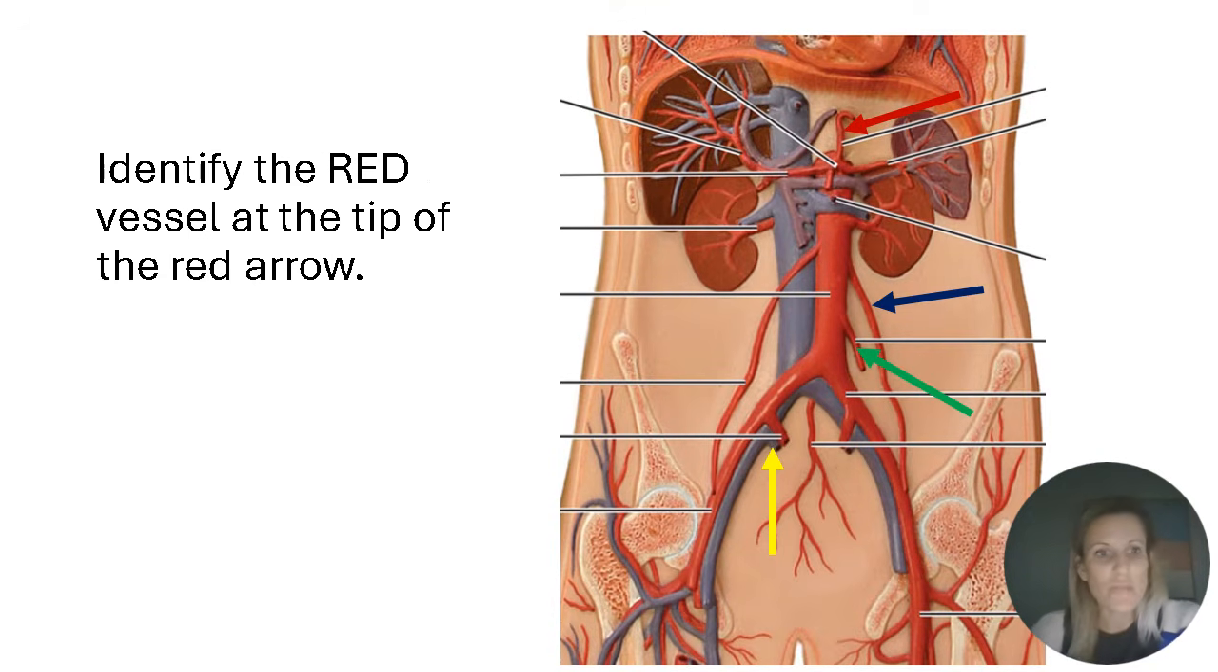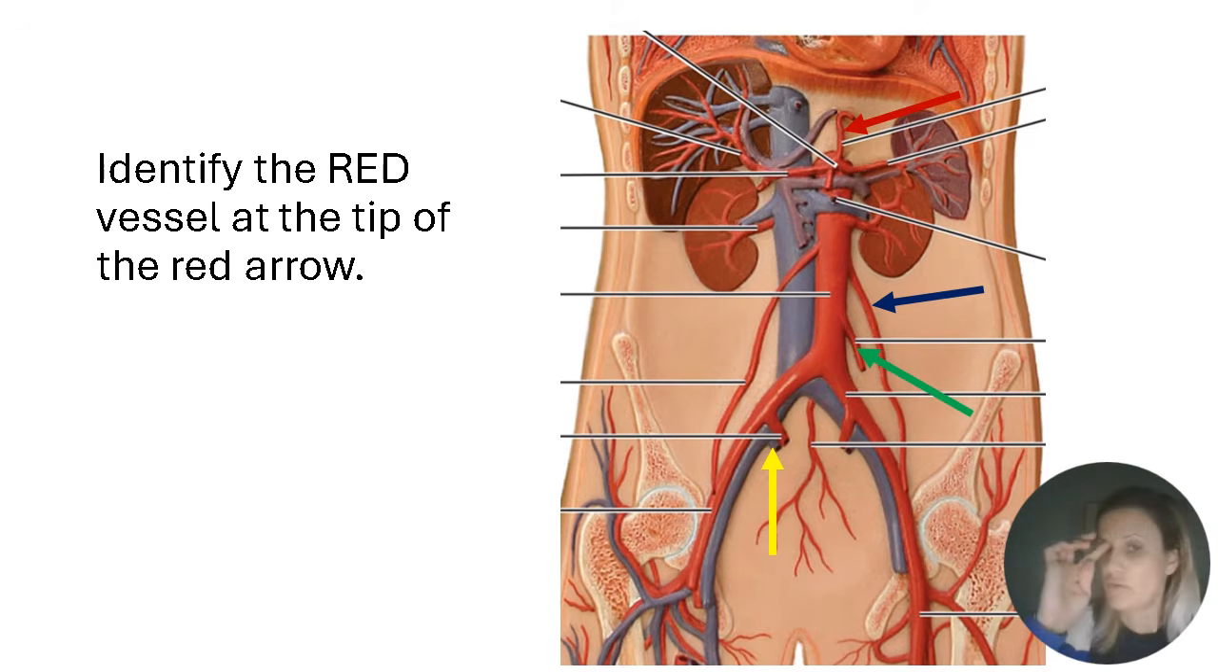Identify the red vessel at the tip of the red arrow. That red arrow is very difficult to see, but it's right here, up top there. What we're pointing to is this little branch that's coming up and curving like that. And that's one of the branches off of the celiac trunk.